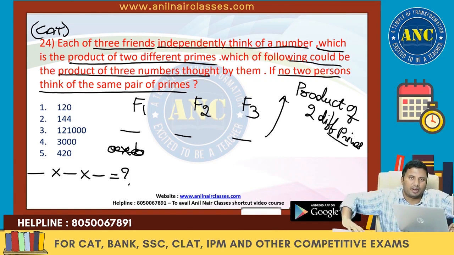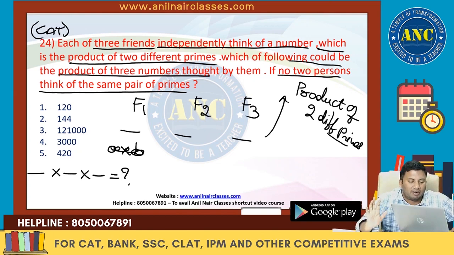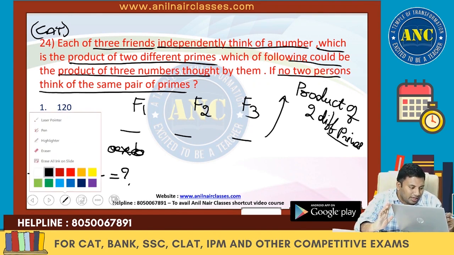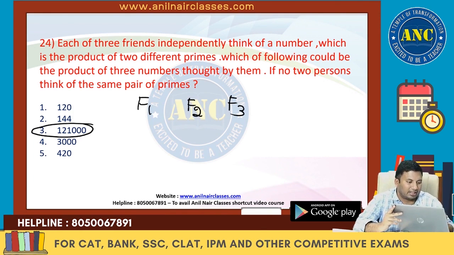There are 3 friends, F1, F2, F3. F1 is thinking about a number, F2 is thinking about a number, F3 is thinking about a number. That number is a product of 2 different prime numbers. Now see here. Suppose I take, first I will take this, then I will take another.